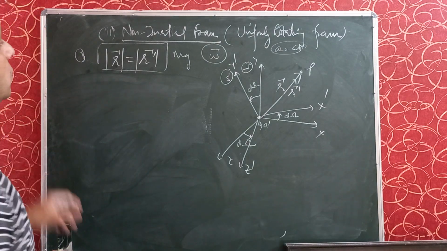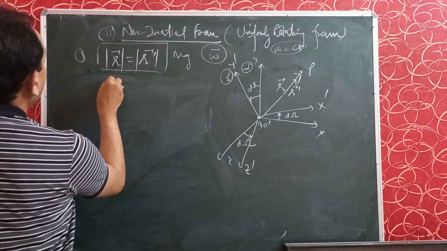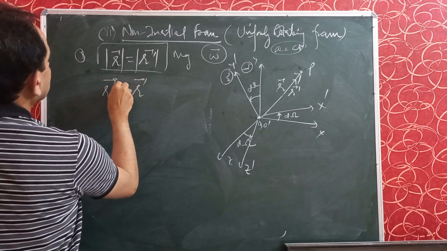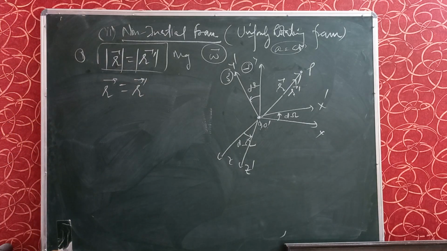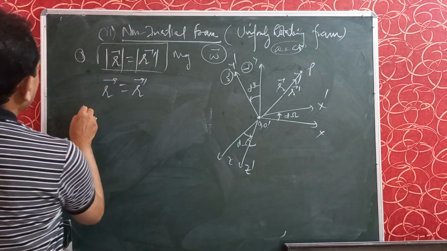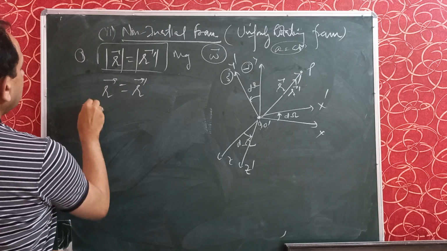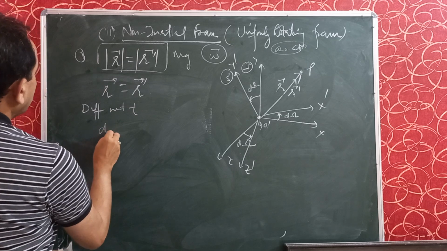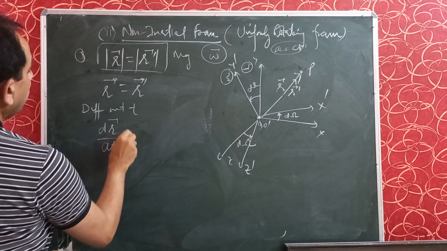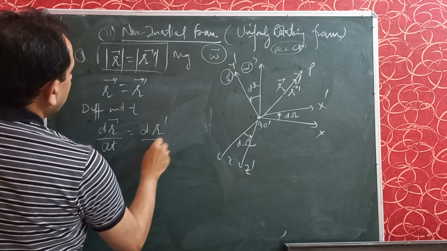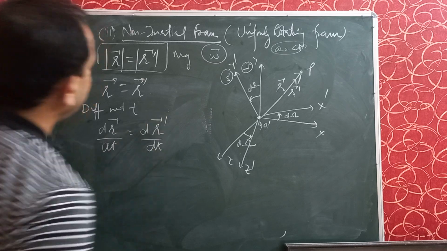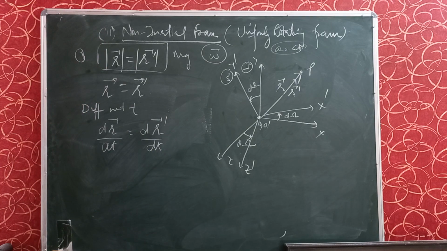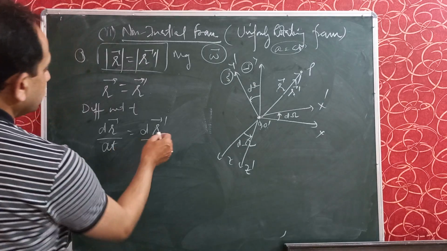So, what is velocity? We know that here r vector is equal to r dash vector, and we will find velocity. Velocity is the rate of change of displacement. So, we will differentiate this equation with respect to t on both sides. We will get dr upon dt equal to dr dash upon dt. So, what is r and what is r dash?